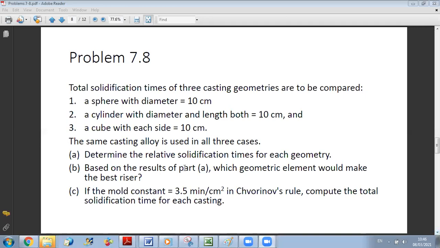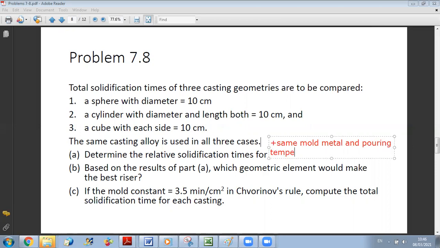First, they told us that we have the same casting alloy in three cases. Plus, they should add in the given, to be more accurate, the same pouring temperature. So I will add here plus same mold metal, and because this will affect what? It will affect the mold constant.